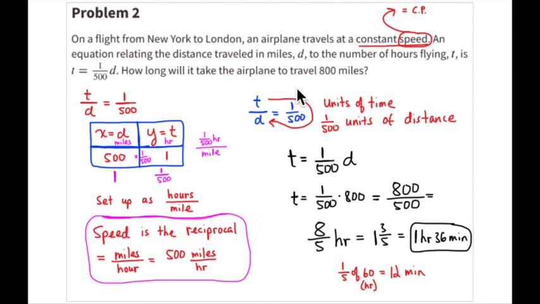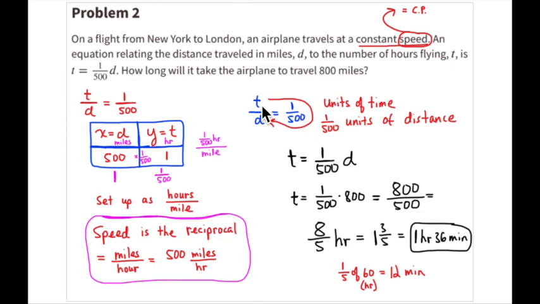Problem number 2, an airplane is flying at a constant speed, so that's going to be the constant of proportionality, from New York to London, and they give you this equation, so they're giving you the relationship. So time is equal to 1/500th the distance traveled. So this is time over distance. So remember that the distance used to be over here, and it was time over distance was equal to 1 over 500. So the units of time are 1/500th the units of distance.